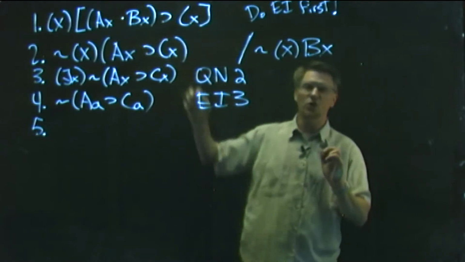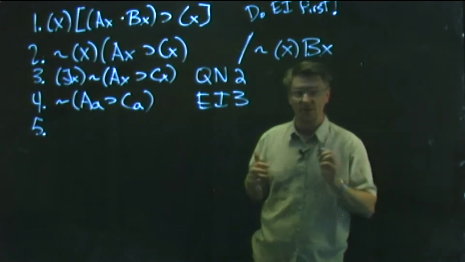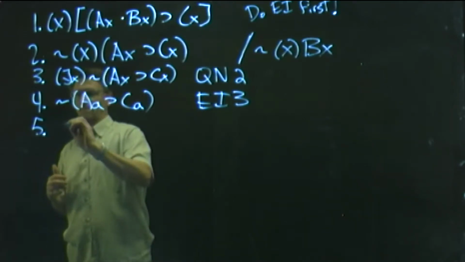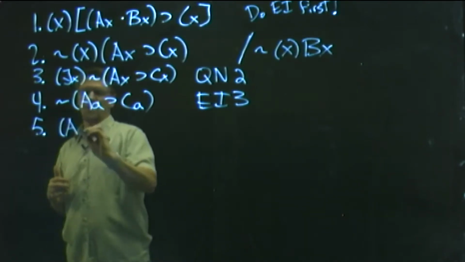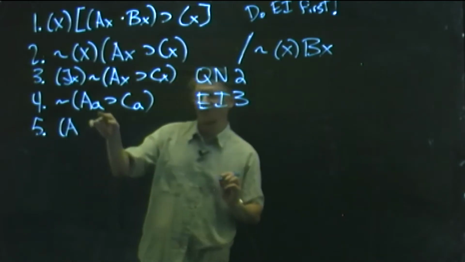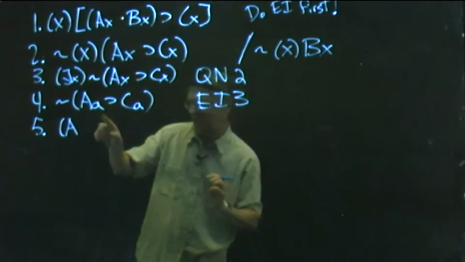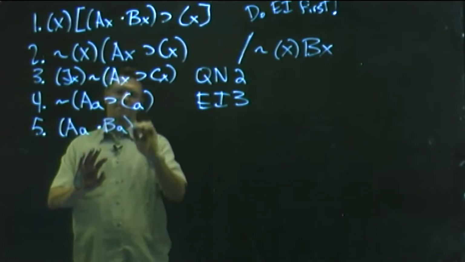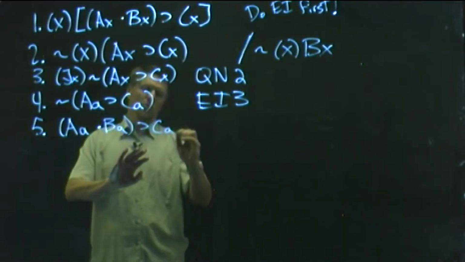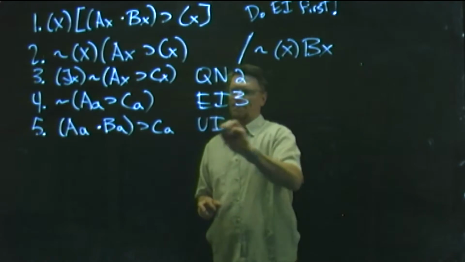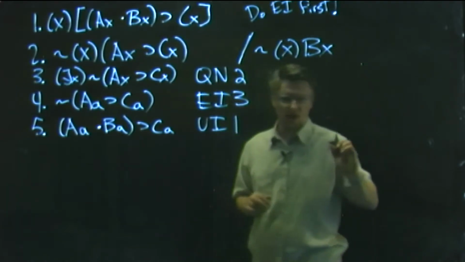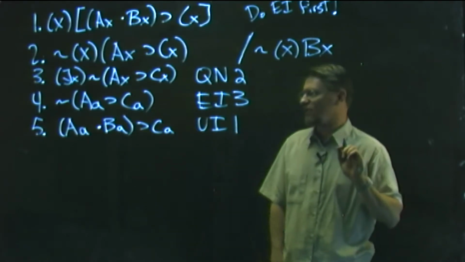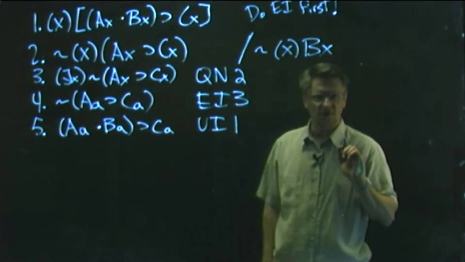Let's go ahead now and go back to the first premise and break that down a bit. We can now do UI. And of course, when we're doing UI, we want to match the letter we chose when we did EI. So we're going to get Aa dot Ba horseshoe Ca, and that's UI on 1. And so now we've gotten it down to lines 4 and 5 here. These are, hopefully at some point, going to work together.